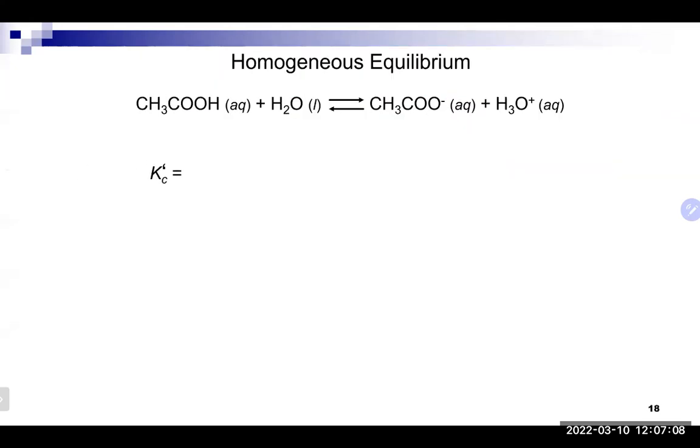All right. So in this homogeneous equilibrium, this is acetic acid dissolving in water, dissociating in water. And if we write our equilibrium expression for this, we would do our products over reactants.